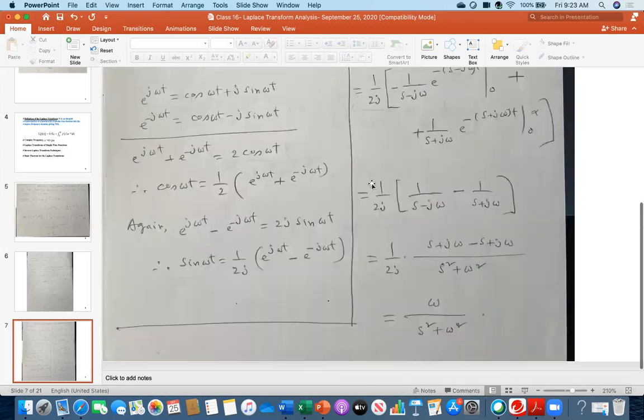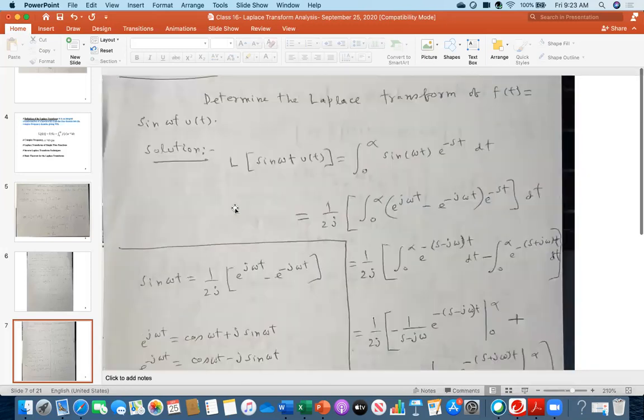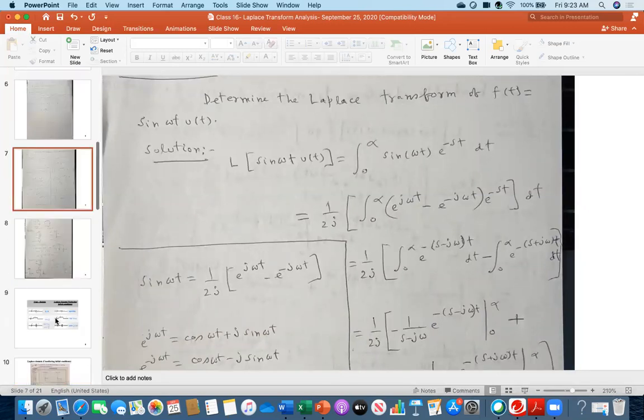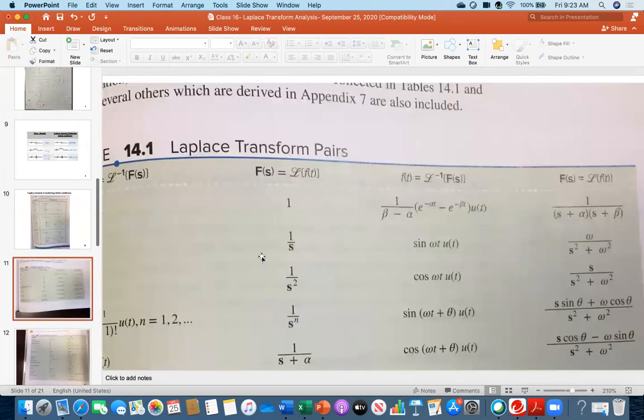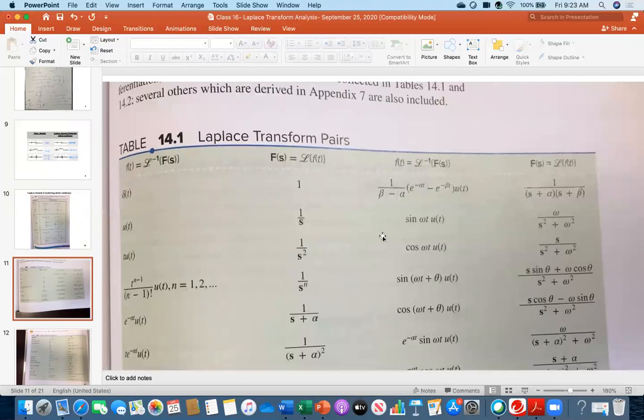And at the end, when you get this type of result, from there you have to go back to this one. So that's what I have done: from the book, I have taken two tables, the Laplace transform pairs. This is table 14.1. Currently, we are following chapter 14 from the book. So you will keep this handy in front of you when solving problems.